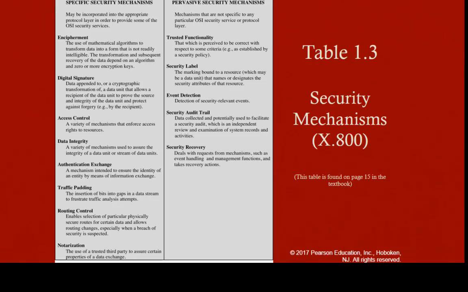So here's a table to help clarify some terms, so read through it, pause the video, and then resume. The table lists security mechanisms defined in X.800.